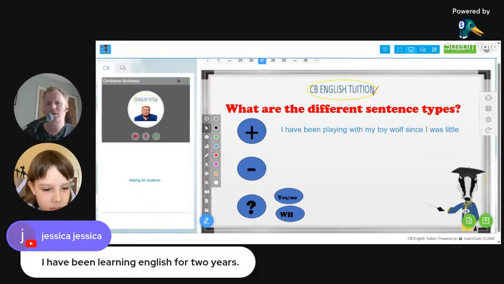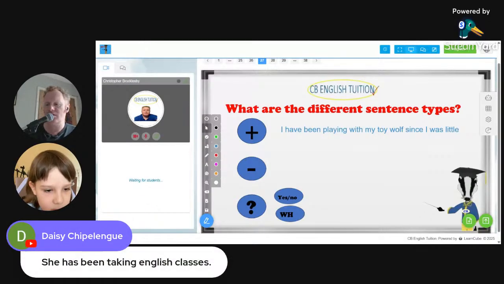Daisy has a sentence. Can you read Daisy's sentence, Varvara? She has been taking English classes. Is that okay? Well, yes, I think so. It's okay. We don't need a time, but a time is good just to show us what we call the time duration, how long from the past to now. Remember, English is very important, Daisy, so we always have a capital E for English.